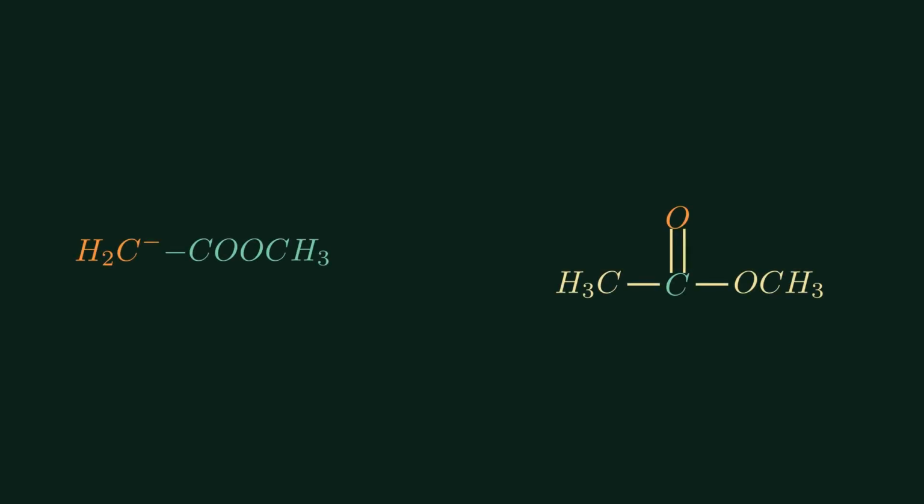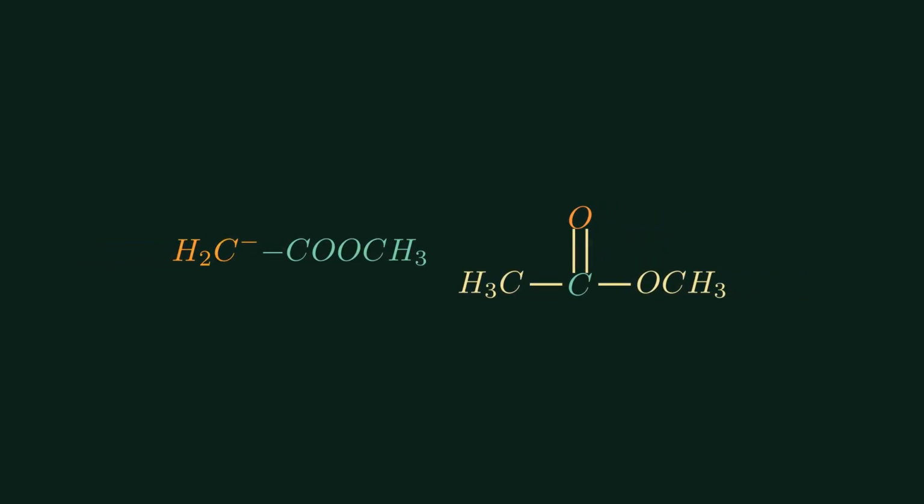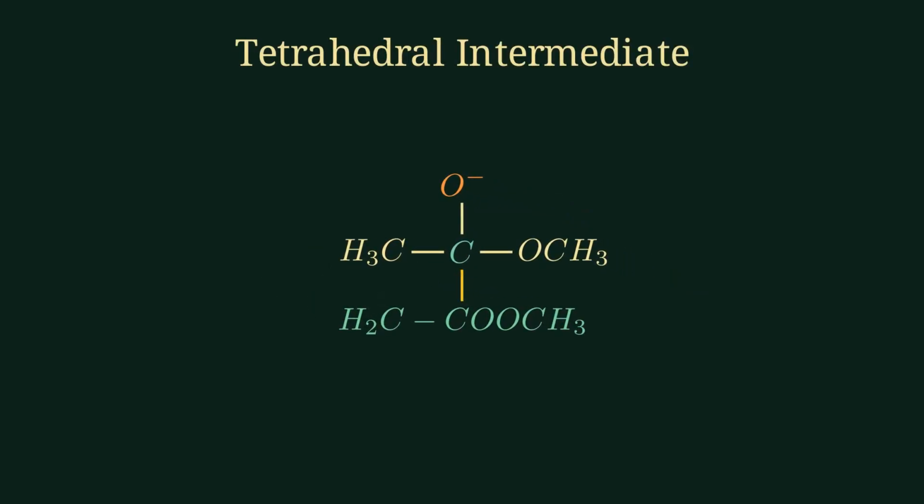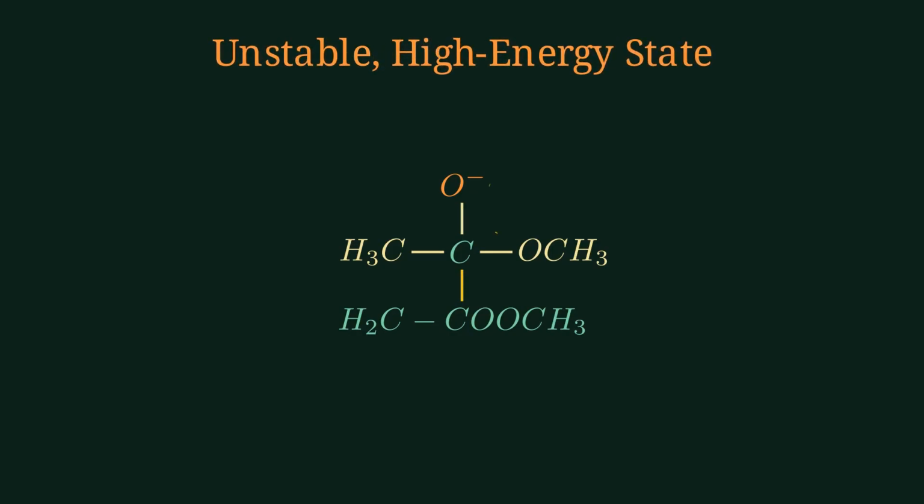Let's visualize the collision. The enolate attacks the carbonyl carbon of the second ester. As you can see here, the carbon-oxygen double bond breaks, pushing electrons up onto the oxygen to form a tetrahedral intermediate. This is a crowded, high-energy state. It's unstable, and the molecule wants to collapse back down to a more stable form.